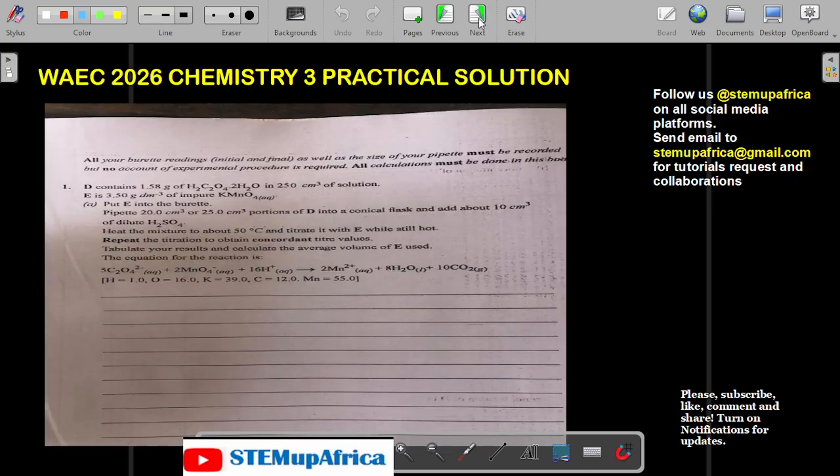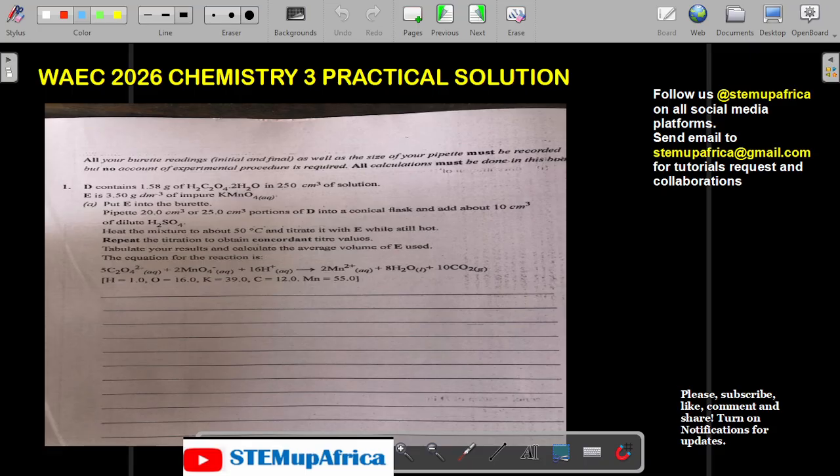Question 1 says D contains 1.58 g of this in 250 cm cube of solution. E is 3.5 gram per dm cube of impure KMnO4 put into a burette. Titrate, and so on. Then we are asked to calculate the average volume of E used, and the equation of the reaction is given to us as this. So to calculate the average volume, you have to titrate and get your endpoint.